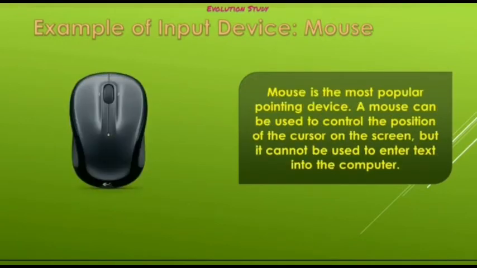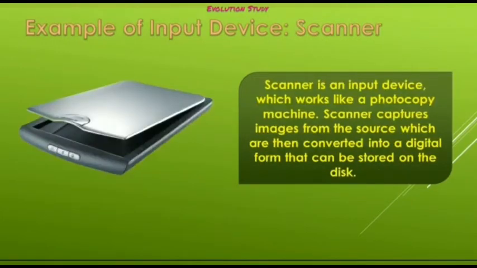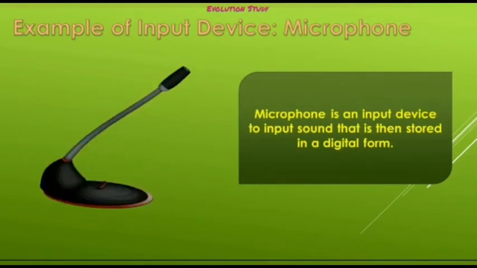What is a mouse? We all know mouse is the most popular pointing device. A mouse can be used to control the position of the cursor on the screen, but it cannot be used to enter the text into the computer. Now what is a scanner? Scanner is an input device which works like a photocopy machine. Scanner captures the images from the source which are then converted into a digital form that can be stored on the disk.